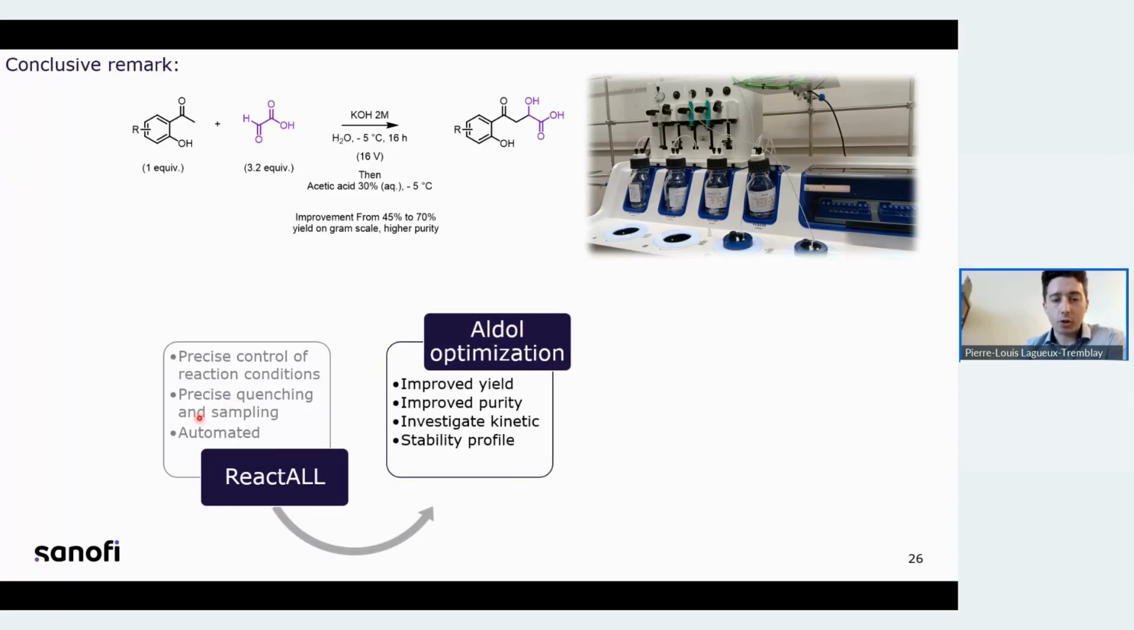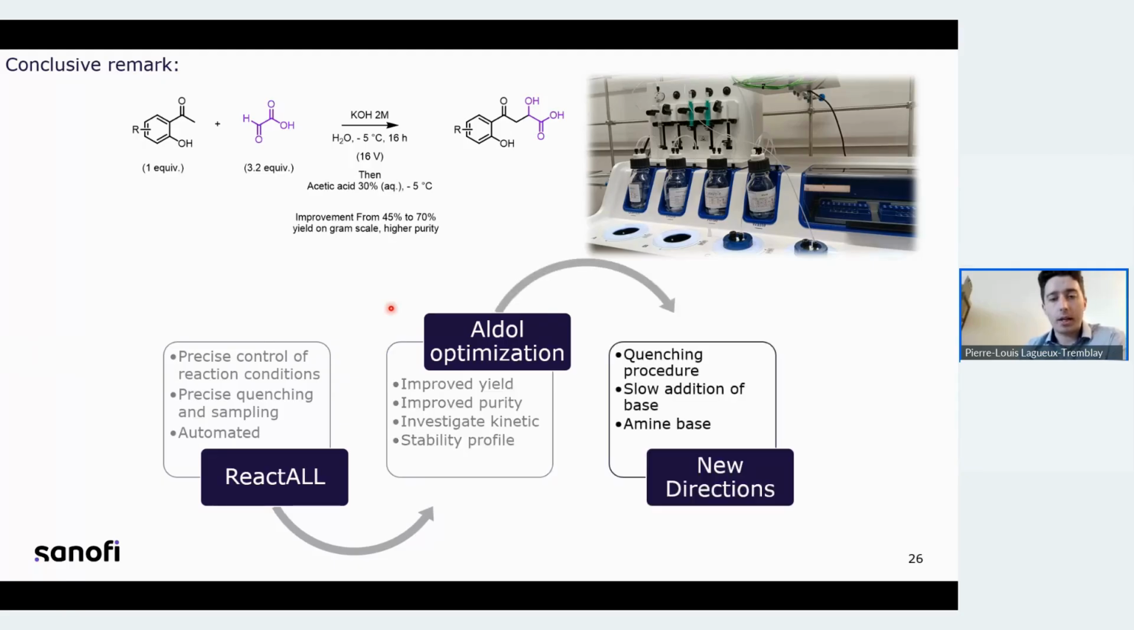So then with those tools, it allowed us to improve the yield, improve purity, investigate kinetics, and essentially understand the stability profile of this transformation for this product. And that allowed us to think and leads to different new directions. So we saw that the quenching procedure was essentially very key in this transformation. So understanding the kinetics of when to quench and how to quench this transformation.